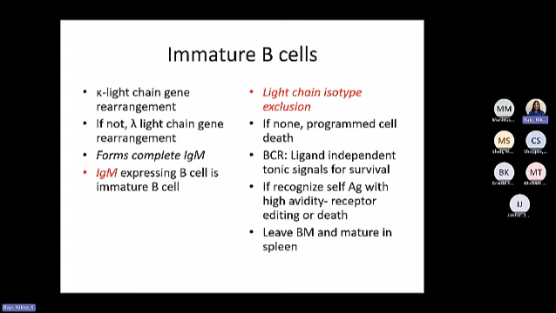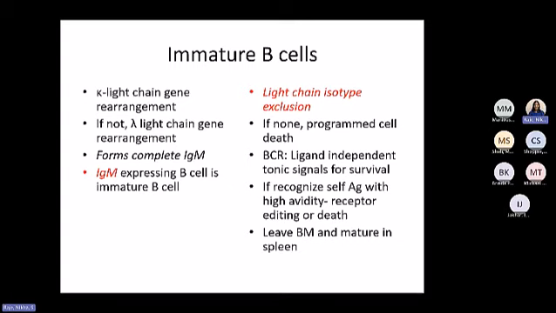All right, immature B cells. So kappa light chain gene rearrangement occurs. If it does not occur, the lambda light chain gene rearrangement will happen. That will complete the IgM. It will have the heavy chain and the kappa chain. If not, it will have the lambda chain. So light chain and heavy chain together will form the IgM and it will be expressed on the surface of the cell to end up going from a pre-B cell to becoming an immature B cell.